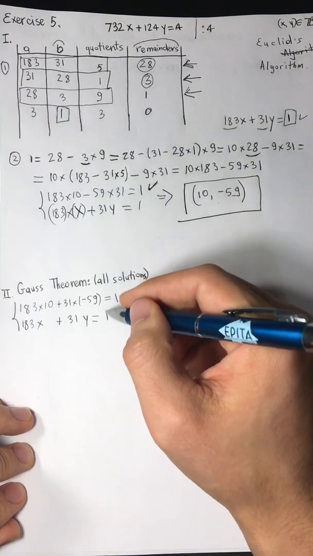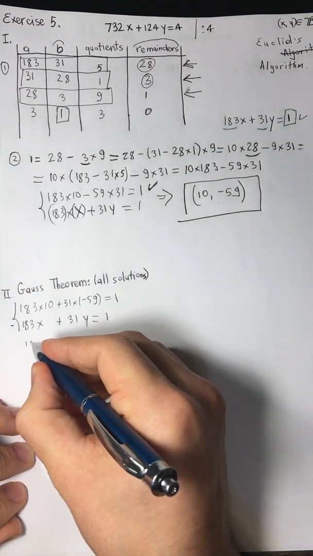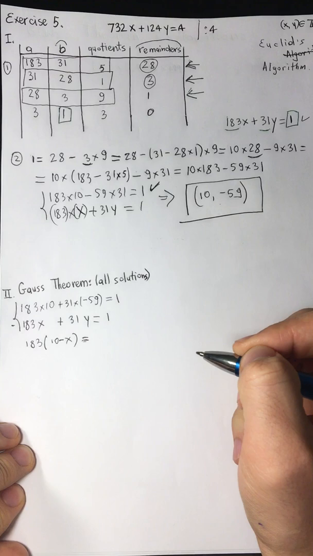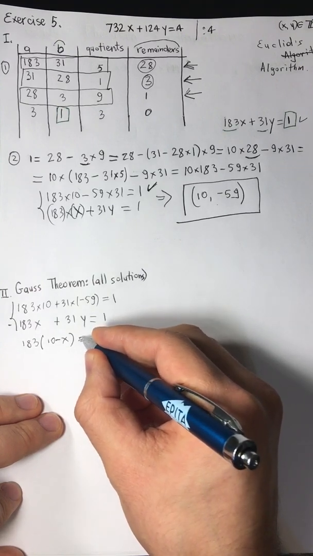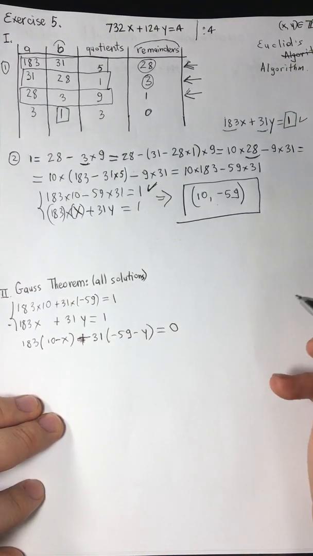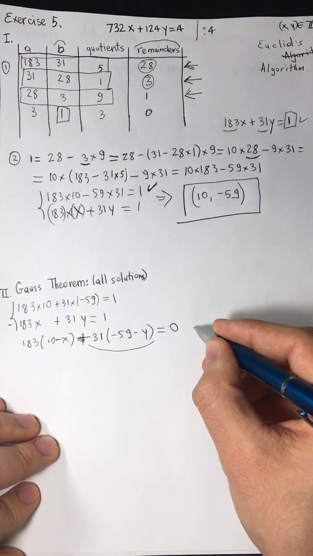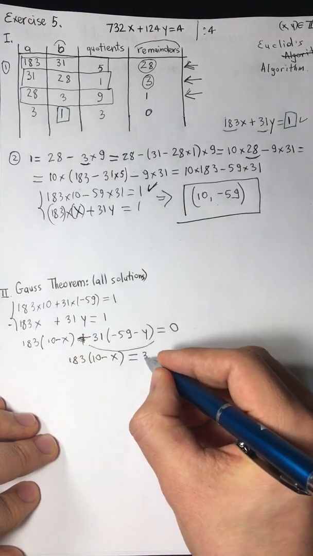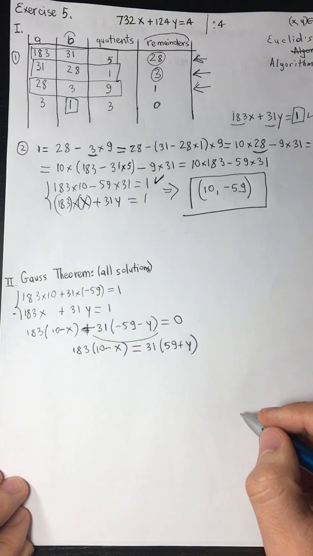What I can do is subtract the first one minus the second one, and I'm going to have 183 times (10 minus x) plus 31 times (minus 59 minus y) equal to 0, right? And then I'm going to take this to the right side. So I have 183 times (10 minus x) is equal to 31 times (59 plus y). I stop here, and then I use Gauss Theorem.